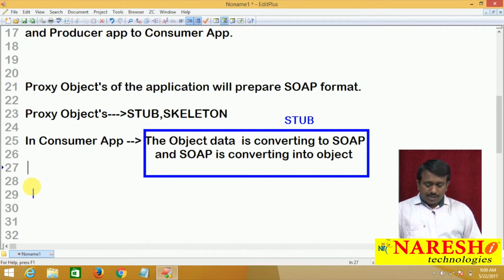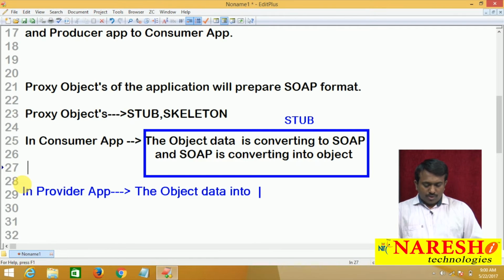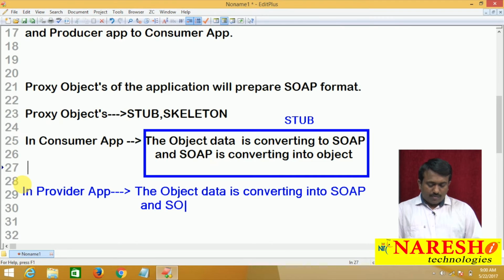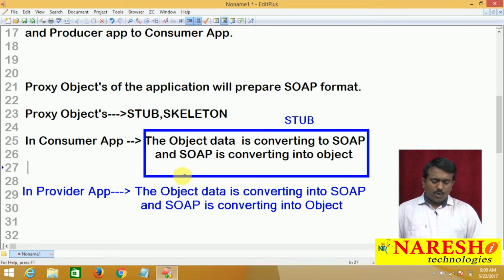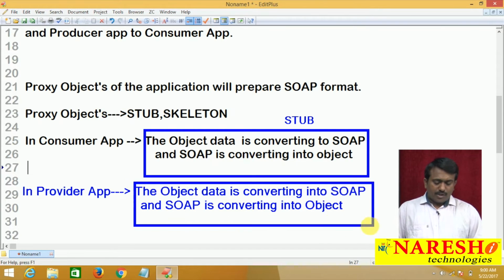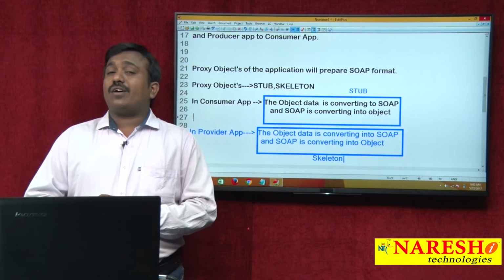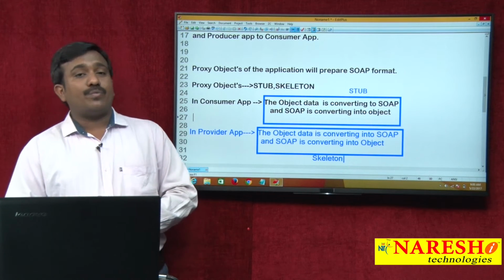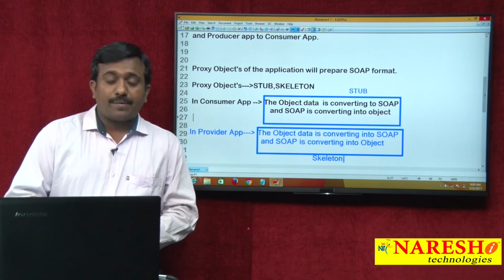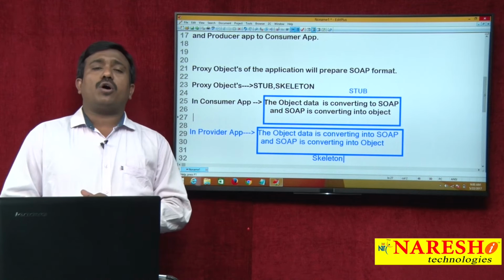In the provider application, the object data is converted into SOAP, and SOAP is converted into object. In the provider application also, object is required to be converted into SOAP and SOAP into object. This is converted by which one? The skeleton. So in general, the application developer does not take any responsibility in SOAP web services to prepare the SOAP format, to convert the object into SOAP and SOAP into object.